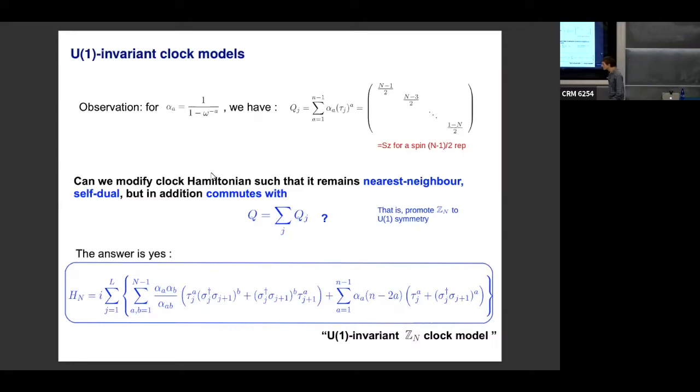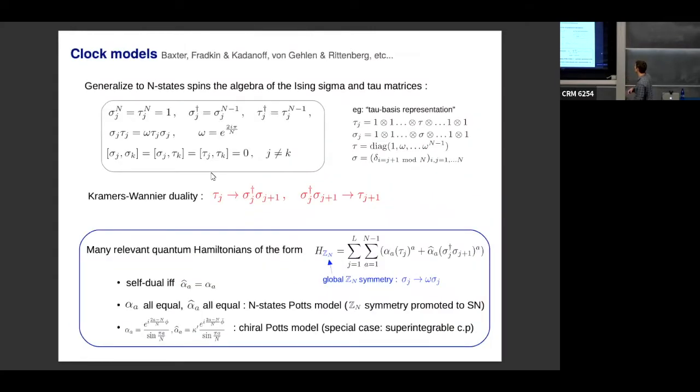Is the general Hamiltonian Hermitian or not? Oh yeah, I didn't put the constraints. I want hermiticity. In this generic case, you need another constraint on the alphas to have hermiticity. You need something like alpha of n minus a equals alpha a star, something like this.